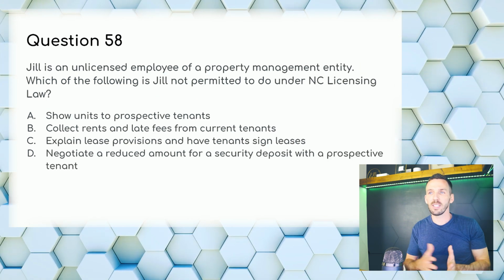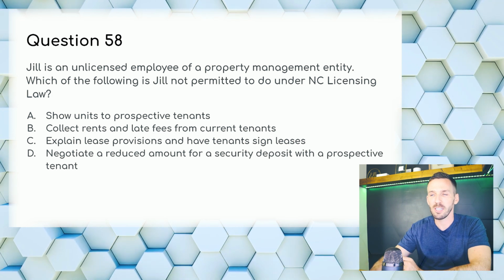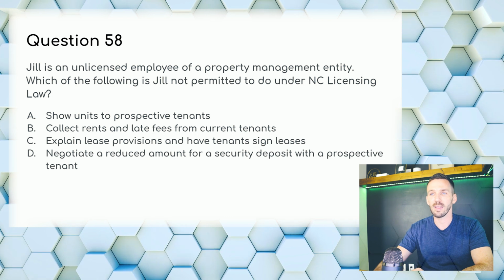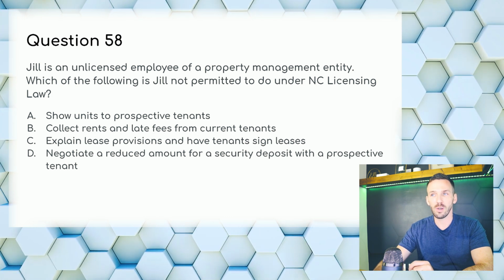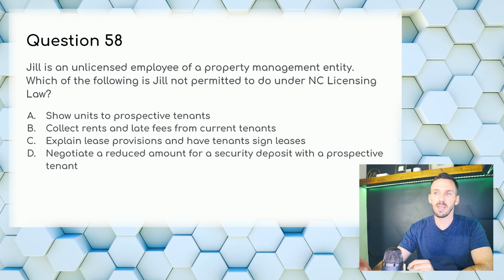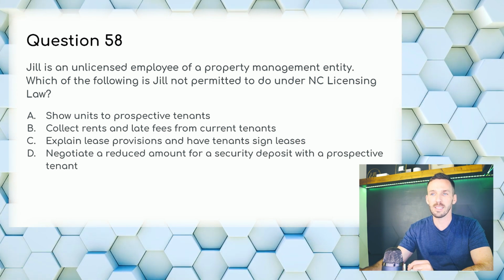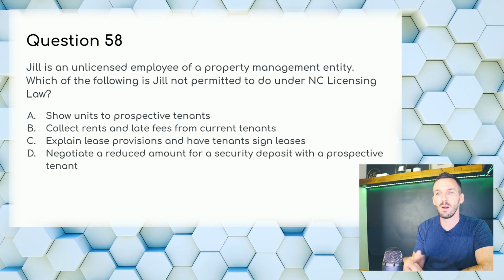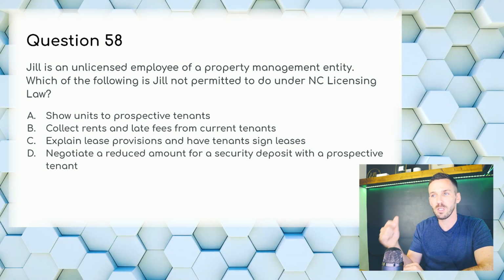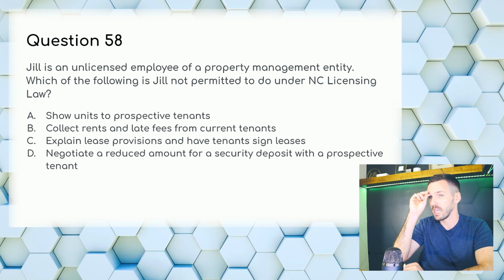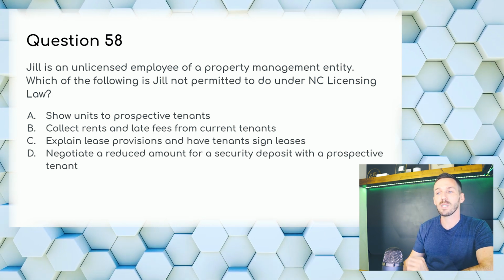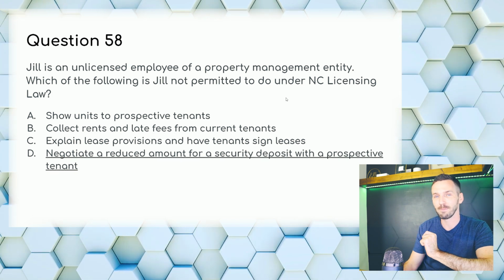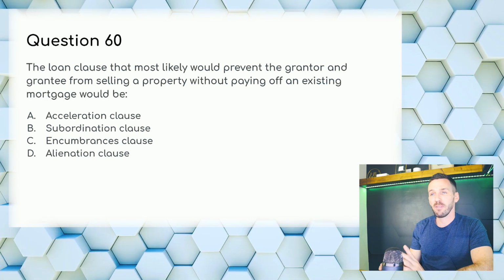Question 58. Jill is an unlicensed employee for a property management entity. Which of the following is Jill not permitted to do under North Carolina licensing law? A, show units to prospective tenants. B, collect rents and late fees from current tenants. C, explain lease provisions and have tenants sign leases. Or D, negotiate a reduced amount for a security deposit with a prospective tenant. So unlicensed employees can do all of these except negotiate. D. Or skip at 59.